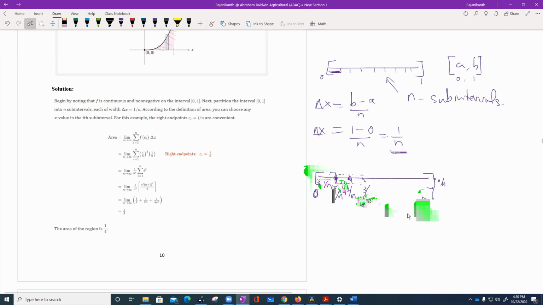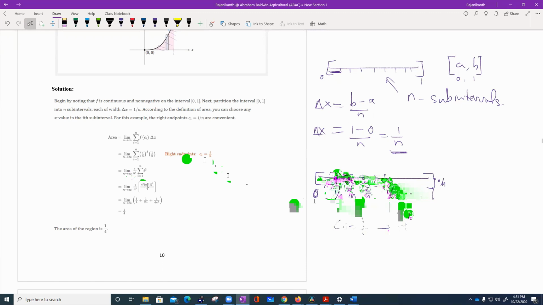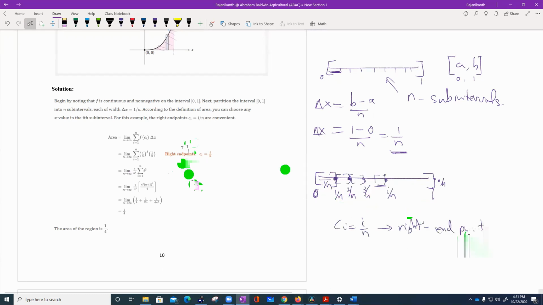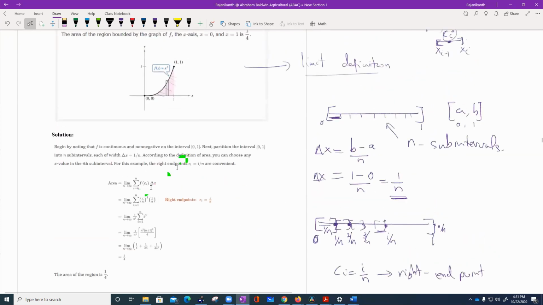All right. That means if you look at the ith subinterval, the right endpoint is going to be i over n, right? Because for the first interval, the right endpoint is 1 over n. For the second interval, 2 over n. Third is 3 over n. For the ith, i over n. So they choose Ci as i over n, the right endpoint. It's up to you, one more time I'm telling you, you could choose left-hand points as well. So Ci is now i over n. So simply apply this formula to find the area.